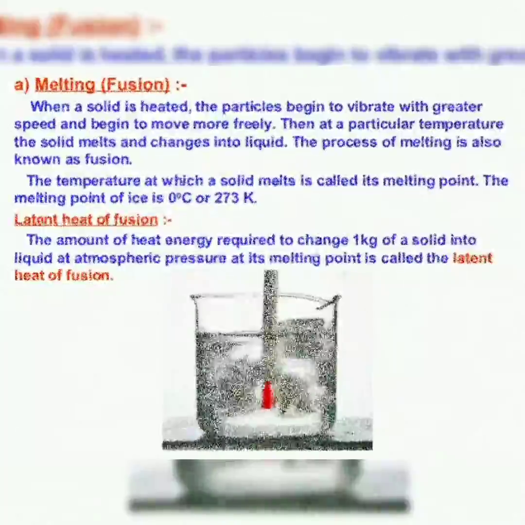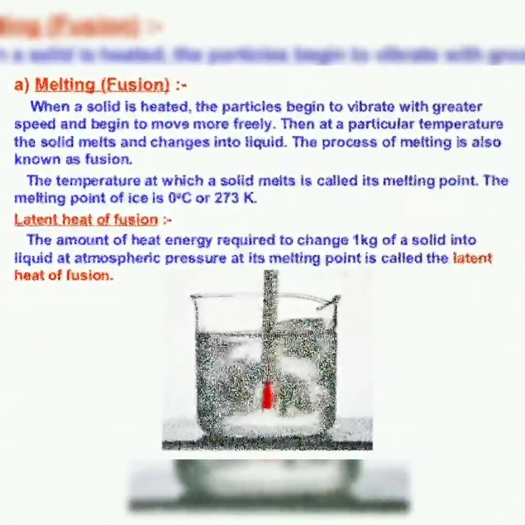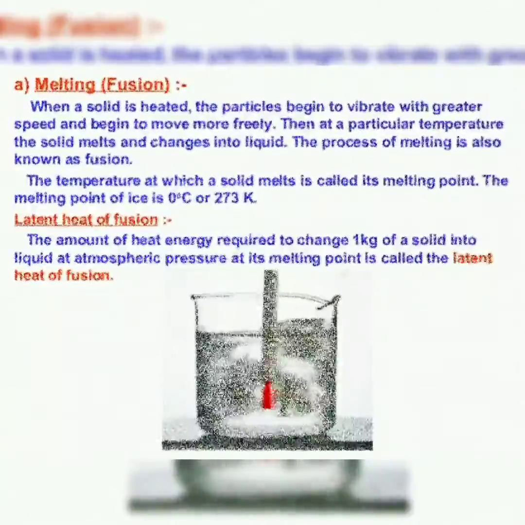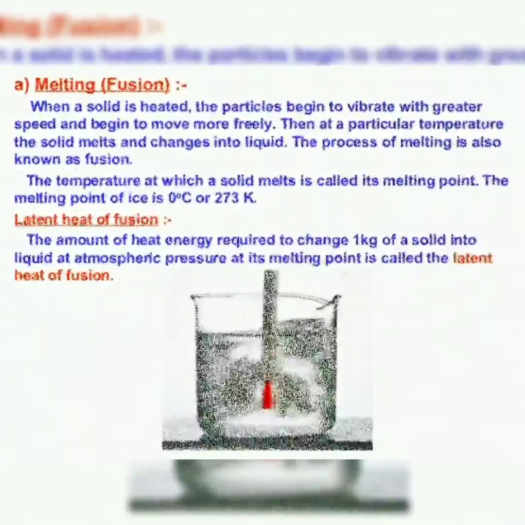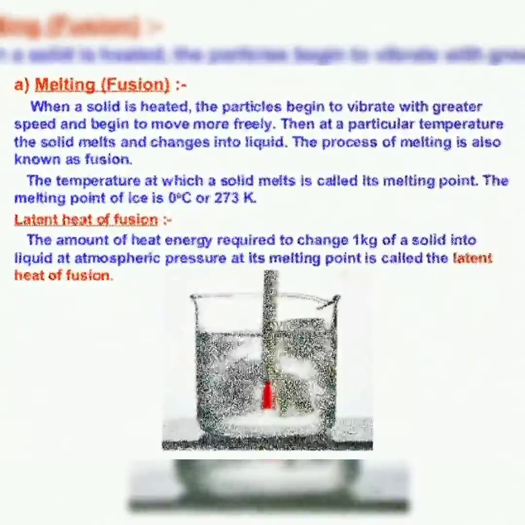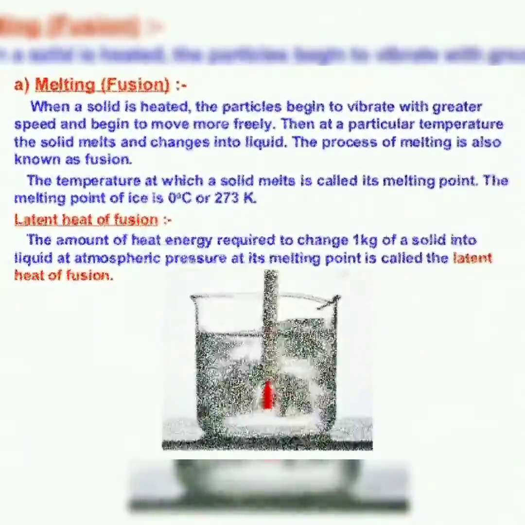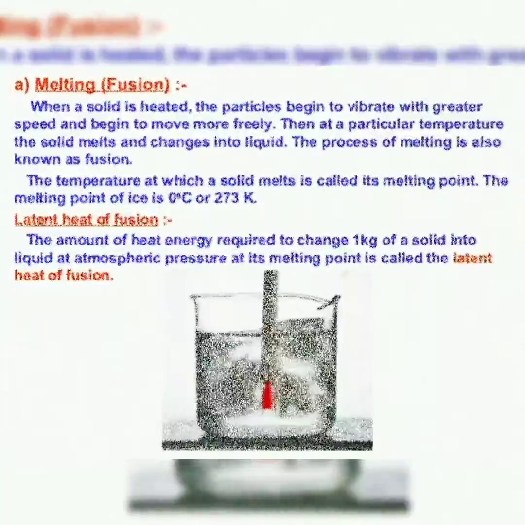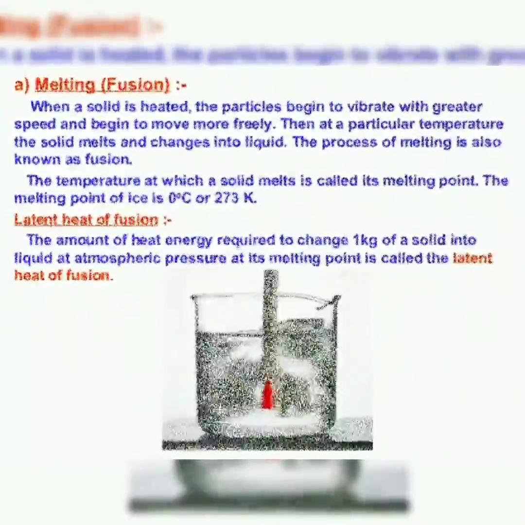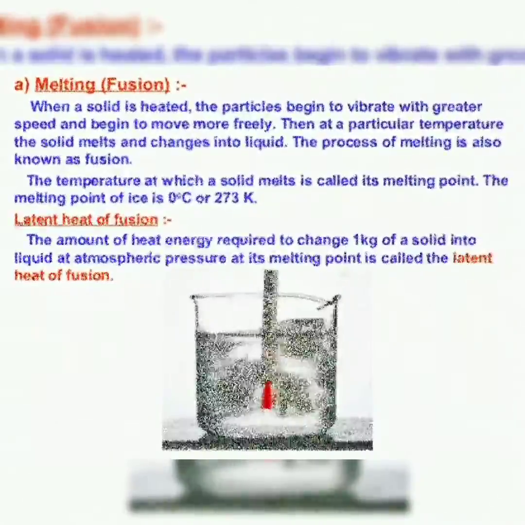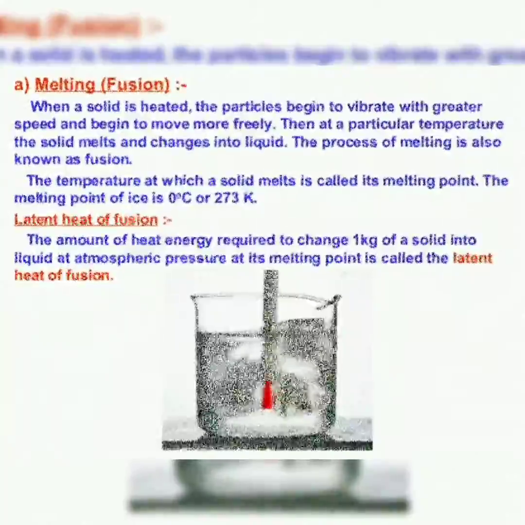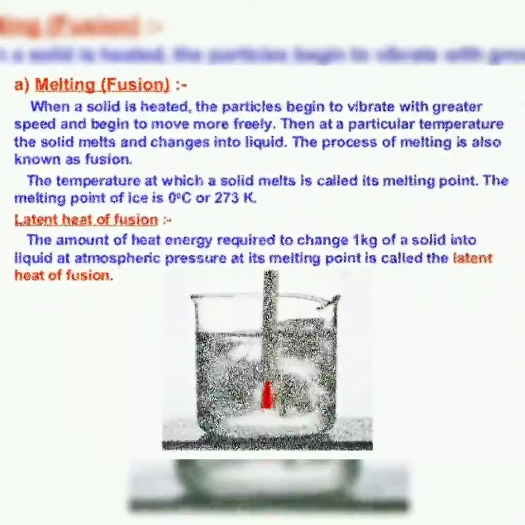Next one is fusion and melting. When a solid is heated, the particles begin to vibrate with greater speed and begin to move more freely. Then at a particular temperature, the solid melts and changes into liquid. This process of melting is also known as fusion. Next one is latent heat of fusion. The amount of heat energy required to change 1 kg of a solid into liquid at atmospheric pressure at its melting point is called latent heat of fusion.